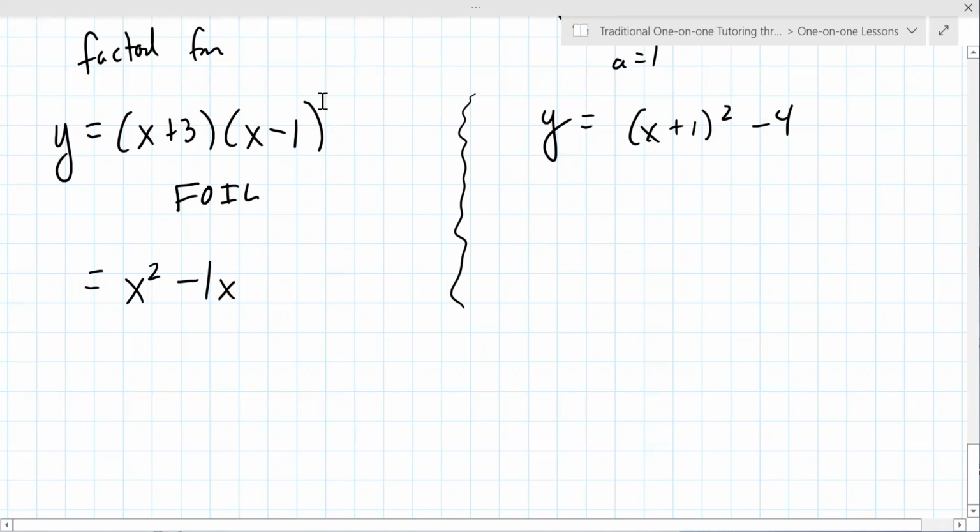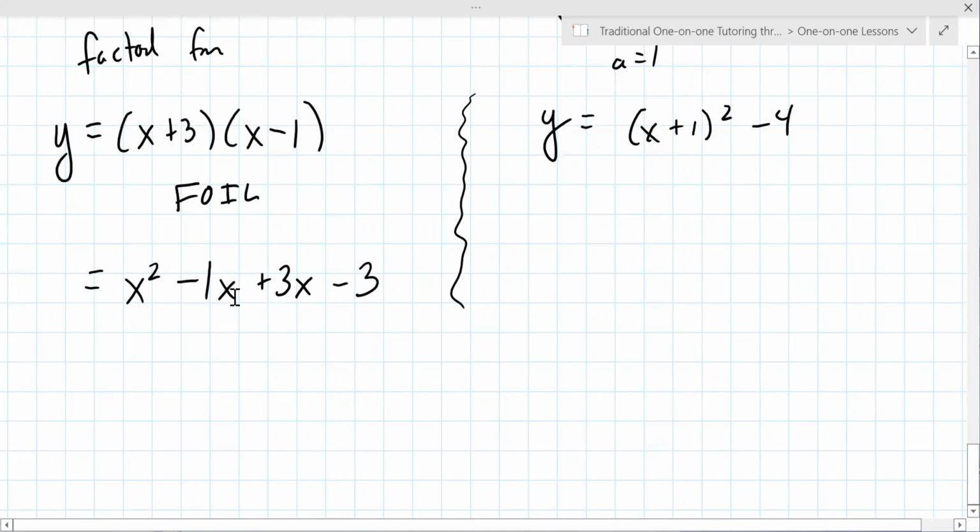Now I stands for inner or inside, meaning the ones that are really close together, the ones that almost are touching, 3 times x, plus 3x. Okay, and L stands for last. So 3 times -1, they're both last in there. Just 3. Nope, or -3.